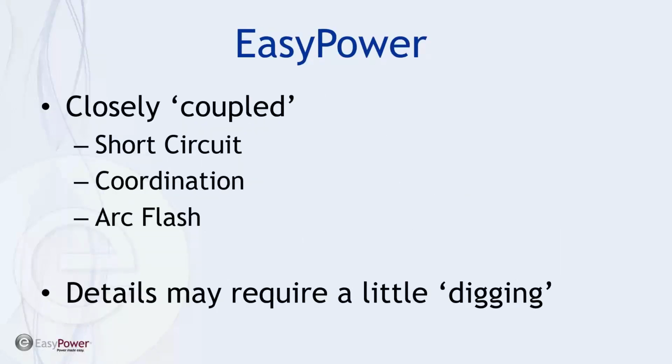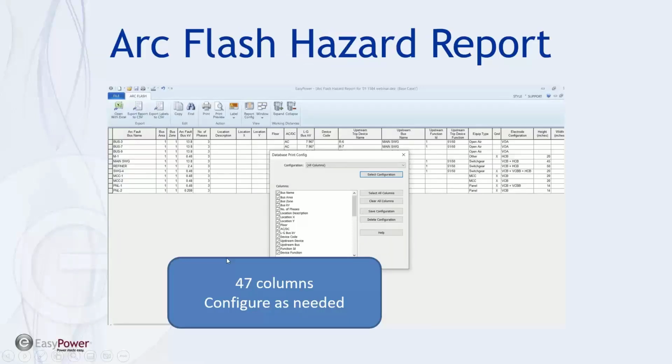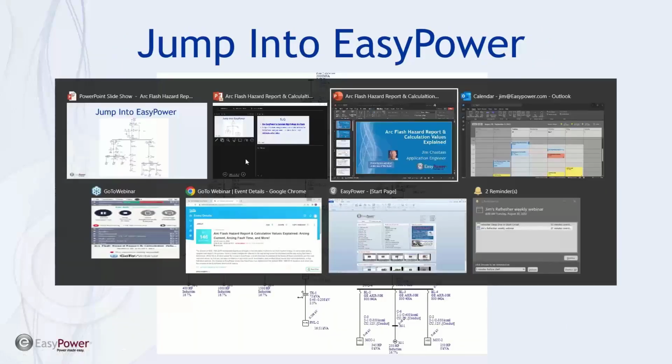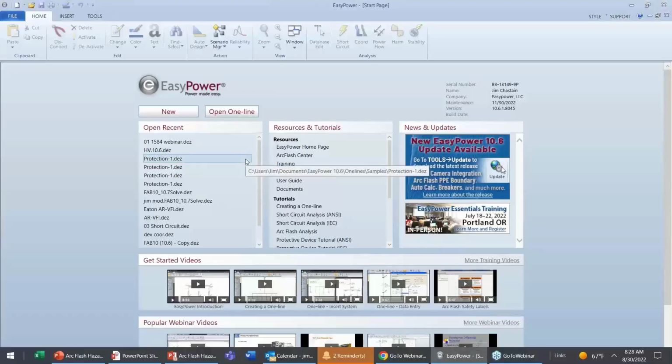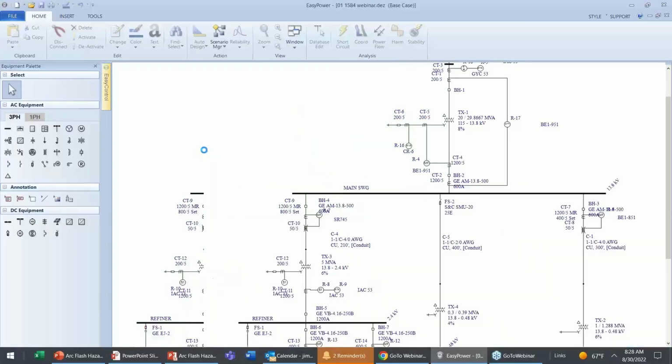Now, the point I want to make is that EasyPower is closely coupled as far as the results between the short circuit module, the coordination module, and arc flash. And if we want the details on any particular parameter, it takes a little digging. That's why I think it's real important to understand the arc flash hazard report. So with that said, let's jump into EasyPower and we can talk about some of these examples. I think this first example is one that you have access to in the tools called Protection 1. And let me get rid of some reminders.